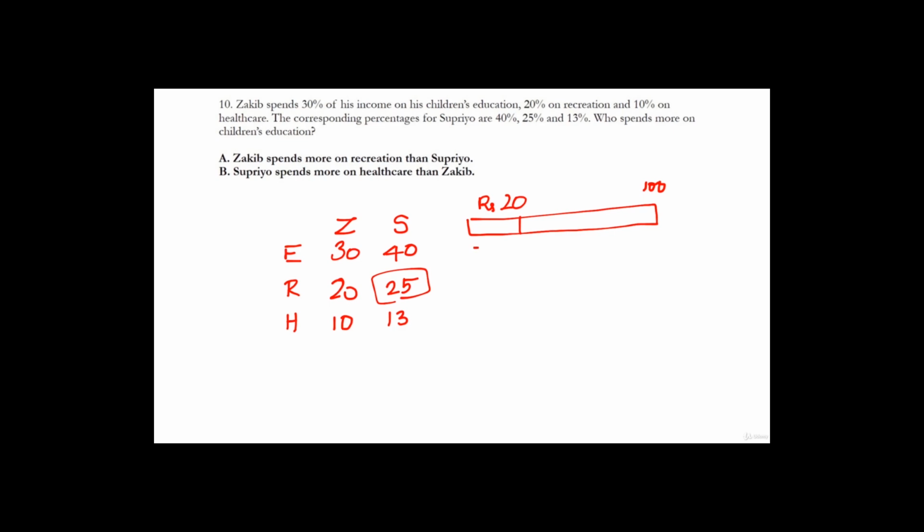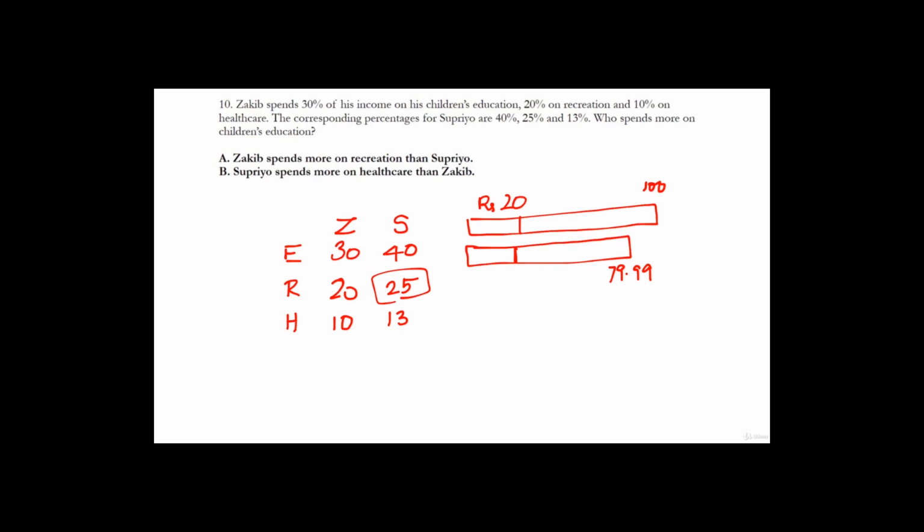So let us take Supriyo's total income as 79.99. Why are we taking this value? Because it is almost equal to 80 but not equal to 80. Now, 25% of 80, we know, is 20, and if Zakib's expense on recreation is to be more than Supriyo's expense on recreation, Supriyo's salary should be less than 80. So in that case, it will be a little less than 20 rupees. Now, this is the maximum value. 79.99 is the maximum value Supriyo could earn according to the condition.